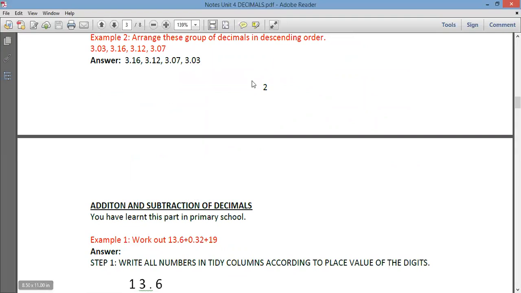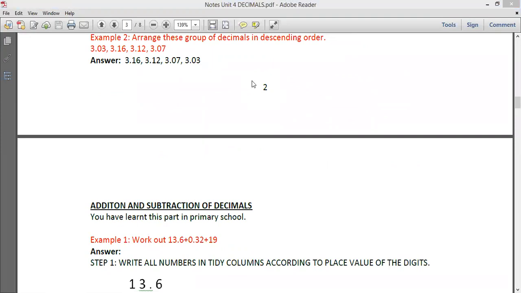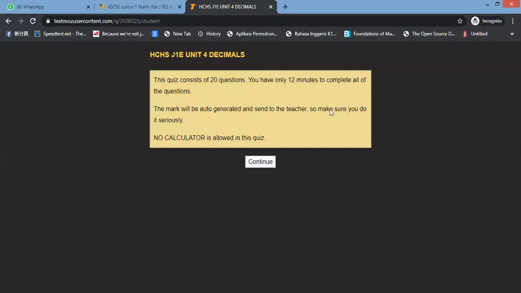You have to complete this exercise by today before 4 p.m. After 4 p.m., I will close this quiz. You can no longer submit your work.